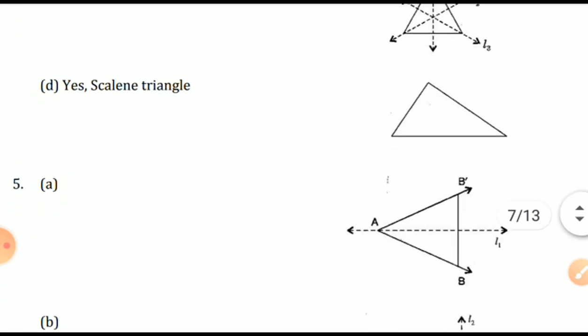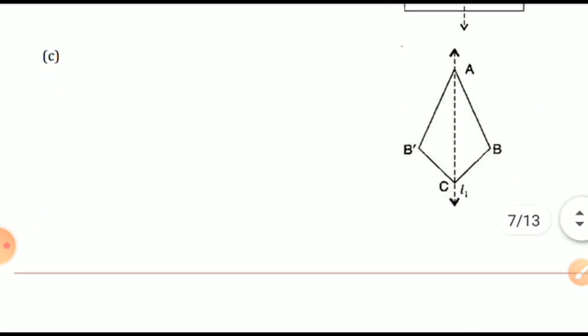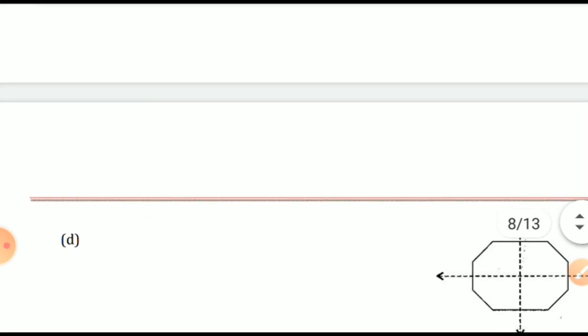Next question. A: B becomes B1, AB to AB dash. Clear? The line of symmetry is horizontal. B is a rectangle with two lines of symmetry, L1 and L2. C is like a diamond shape; the line of symmetry is vertical.